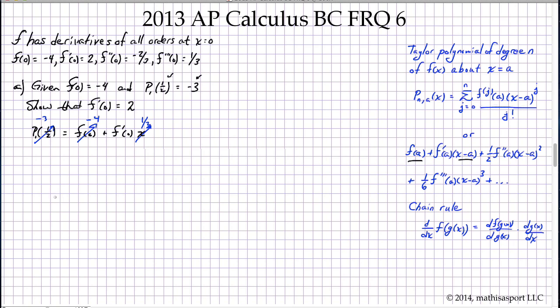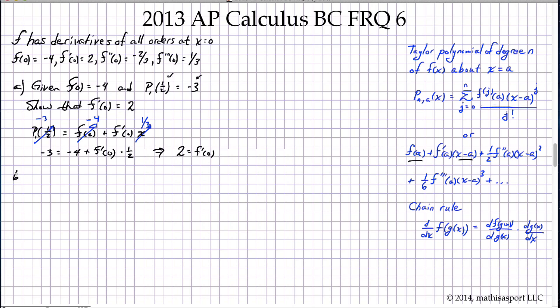So we have -3 equals -4 plus the quantity that we don't know times 1/2. Add 4 to both sides and then we multiply both sides by 2. And from that we get that 2 equals f prime of 0.